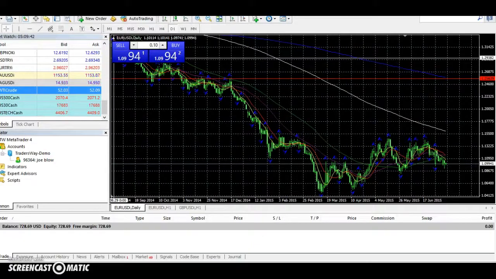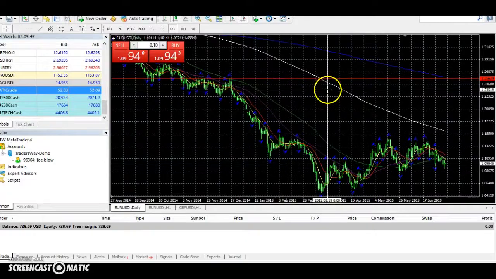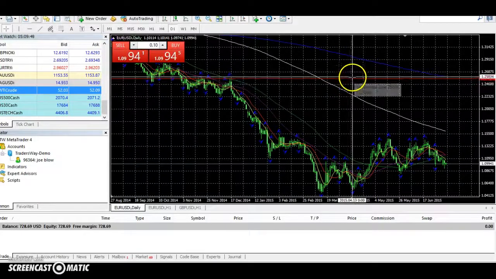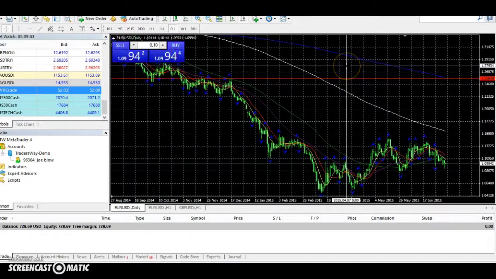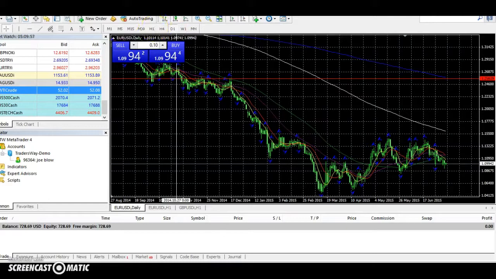How to tell if it's a downtrend or uptrend. Let me go over it one more time. When price is under the white line, it's a downtrend. When price is above the white line, it's an uptrend. Okay? All right? On the day chart. Remember that, on the day chart. Okay? Have a great day.